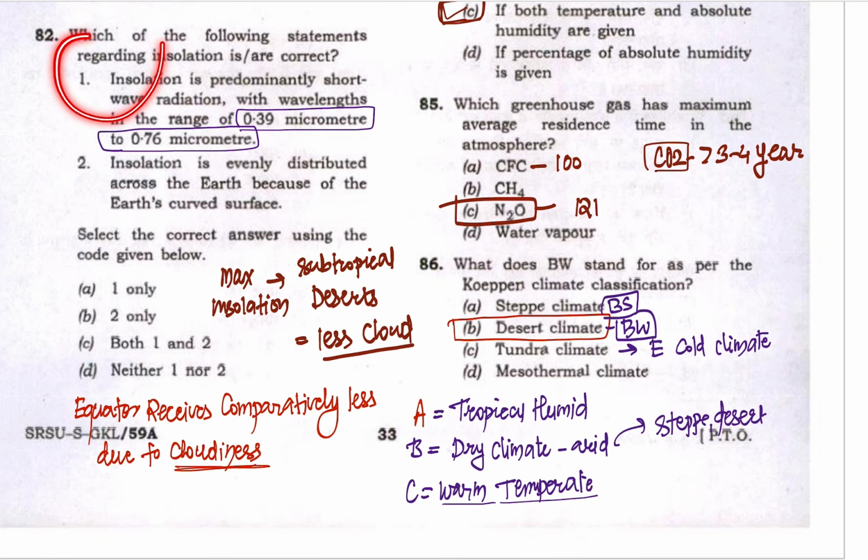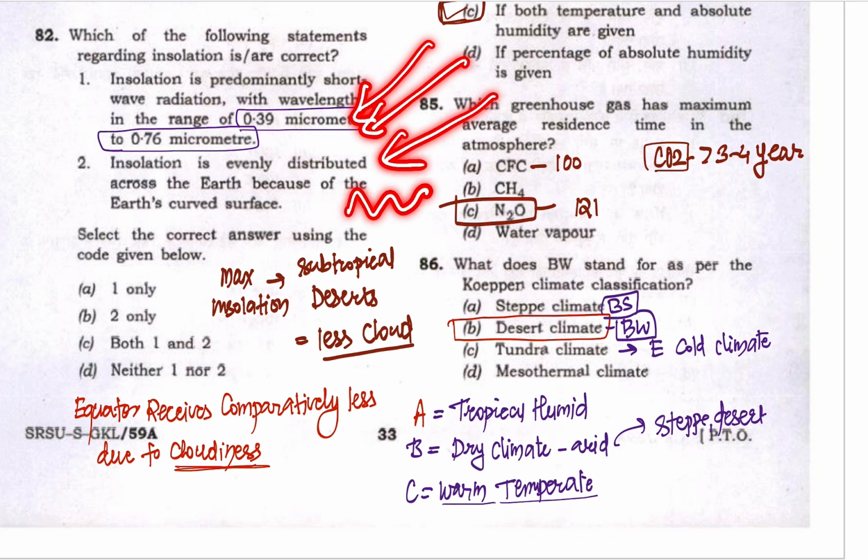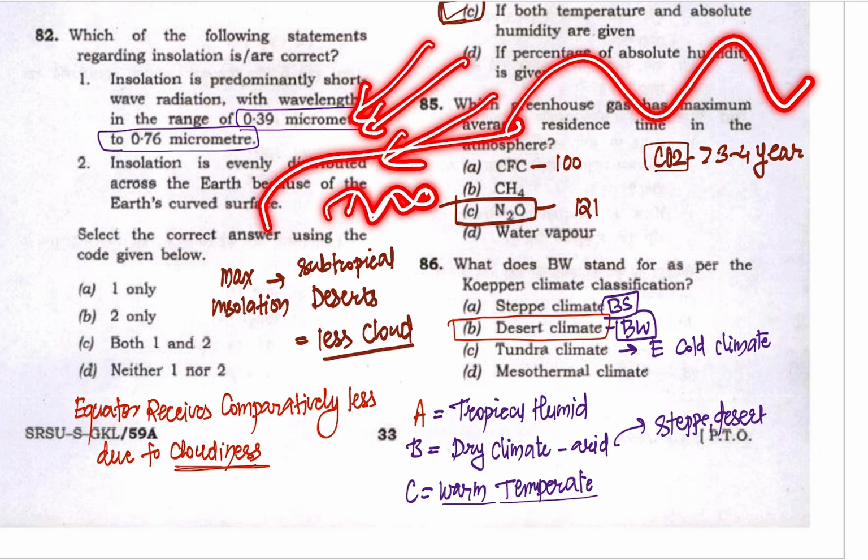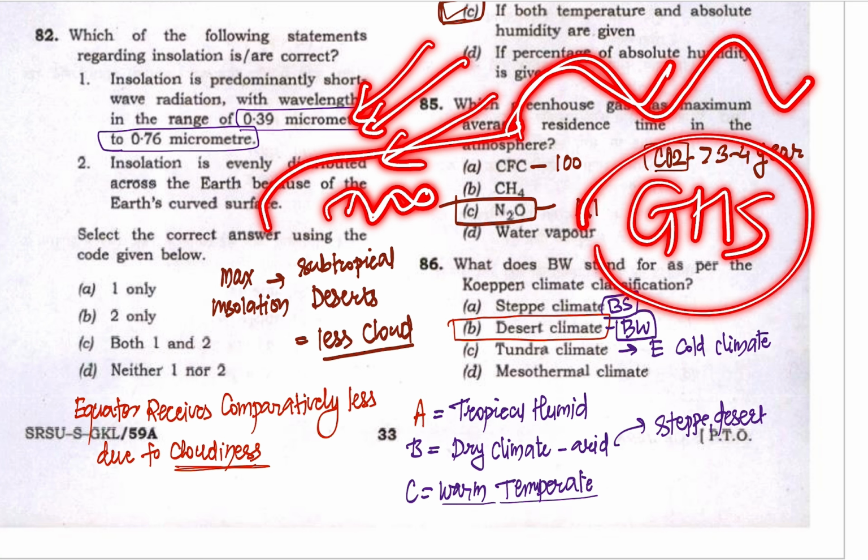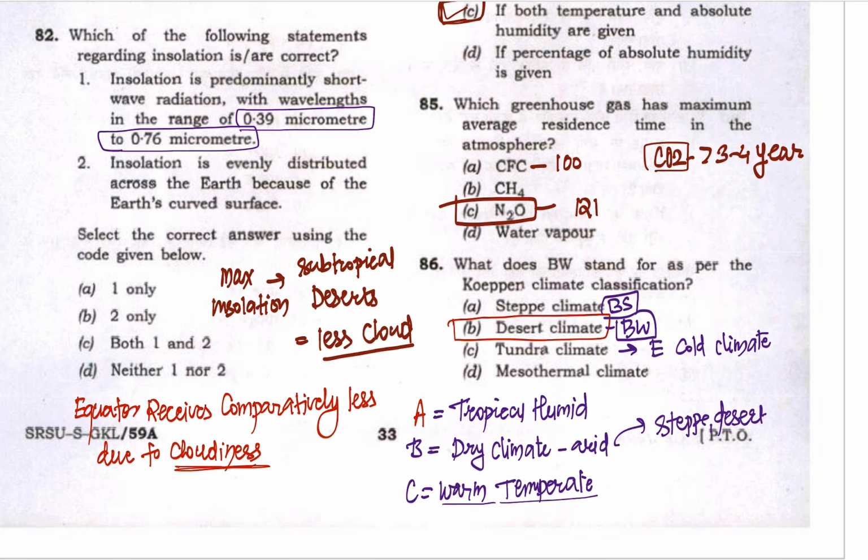Now this is about insolation. We know that insolation is incoming solar radiation, right? Incoming solar radiations are short wave radiations, and when this radiation is reflected back by the earth, it becomes long wave radiation, which is captured by the greenhouse gases, and that causes global warming. Remember, incoming solar radiations are short wave. By that logic, the first statement is correct.